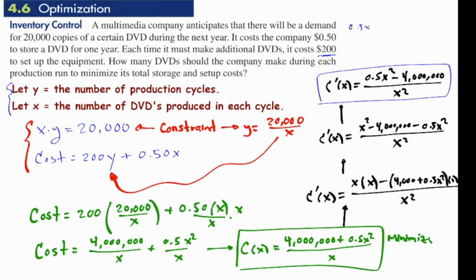Now the fraction will only be 0 when the numerator is 0. So 0.5x squared minus 4 million equal to 0. We'll add 4 million to both sides. I'll change the 0.5 to a 1/2. And from here, we should see that x squared is equal to 8 million. And if we take the square root of 8 million, we get about 2,828.